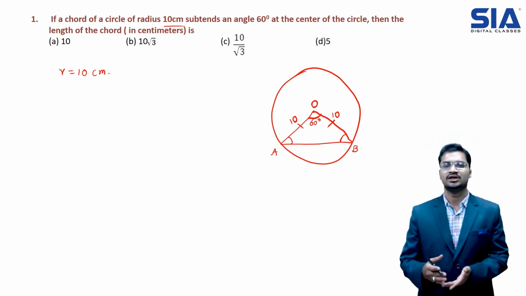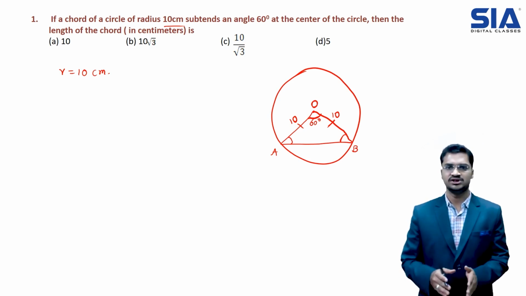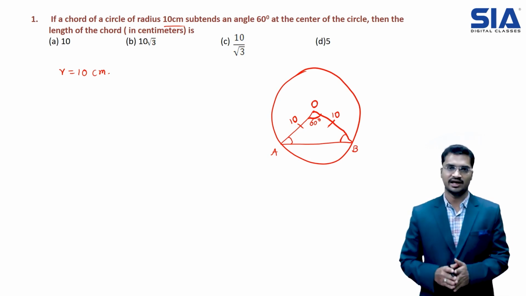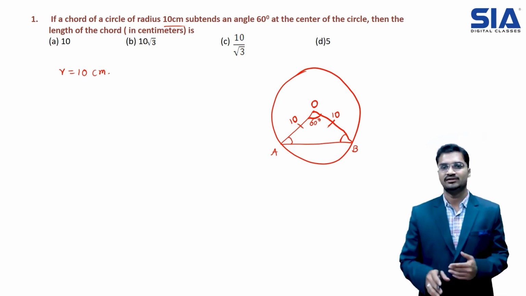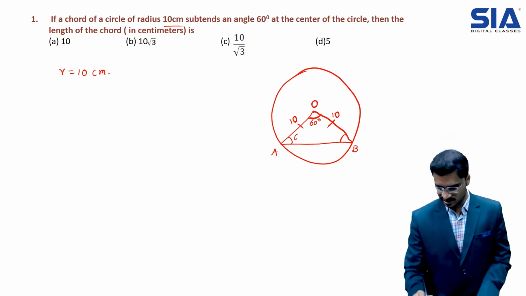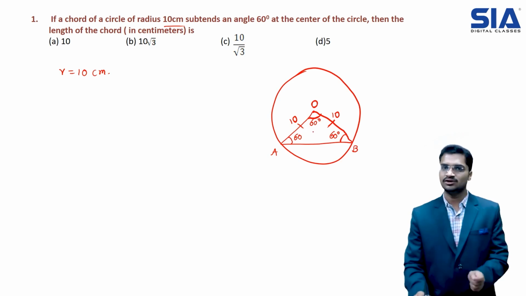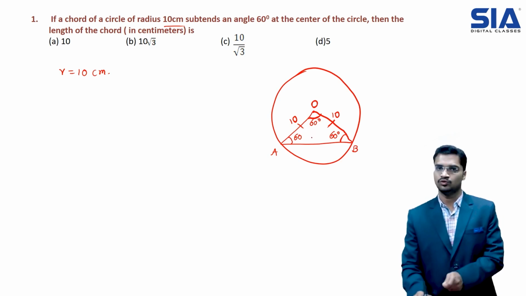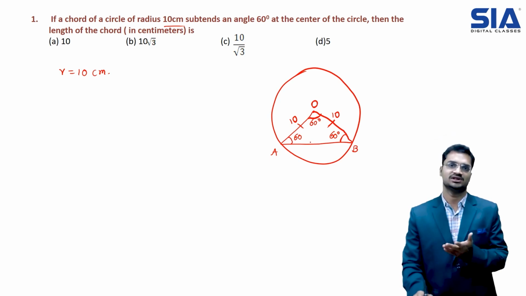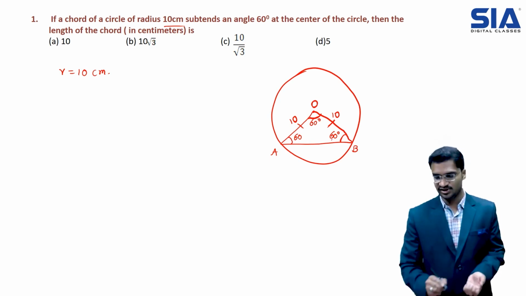After solving for the value of x, the sum of angles in a triangle is 180 degrees. Then I am getting these values as 60 and 60. Because x plus x is 2x, 2x plus 60 is equal to 180. Then 2x is equal to 120, and 120 by 2 is 60. So obviously the values of these two angles are 60.